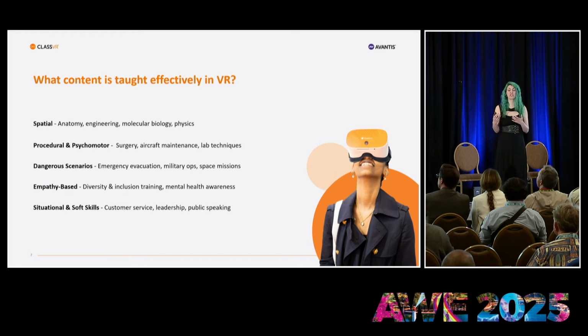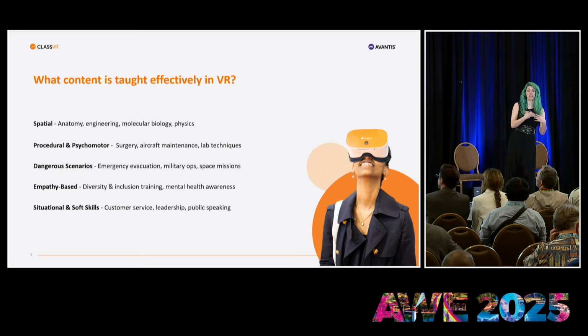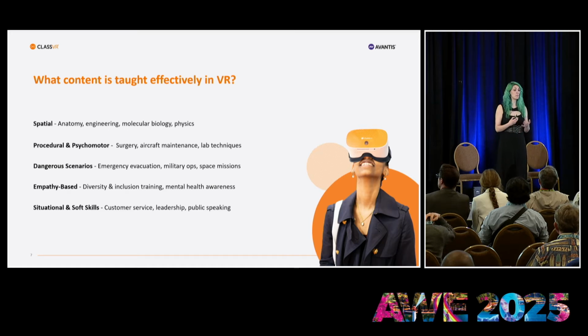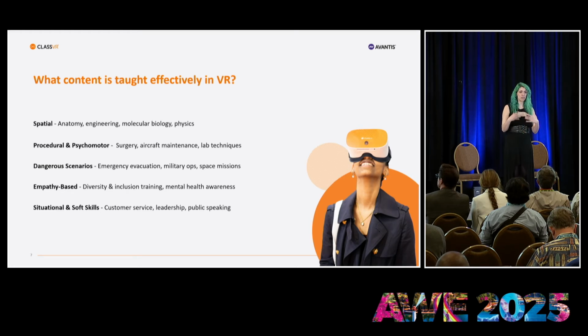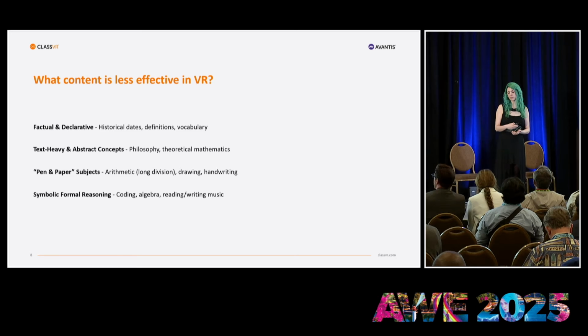The next one is dangerous scenarios. So this really taps into that affective learning and teaching with emotion. So things like fire safety training or hazard response can be really effective in VR and obviously very difficult and impractical to do outside of VR. Empathy-based training is really powerful as well, whether it's diversity, inclusion, or mental health awareness. And also situational and soft skills, because we have a sense of presence in VR that we can leverage. If you want to teach public speaking, you can simulate that in a very safe and repeatable environment where that person feels safe and controlled. You can manipulate the environment more easily than you could in the real world.